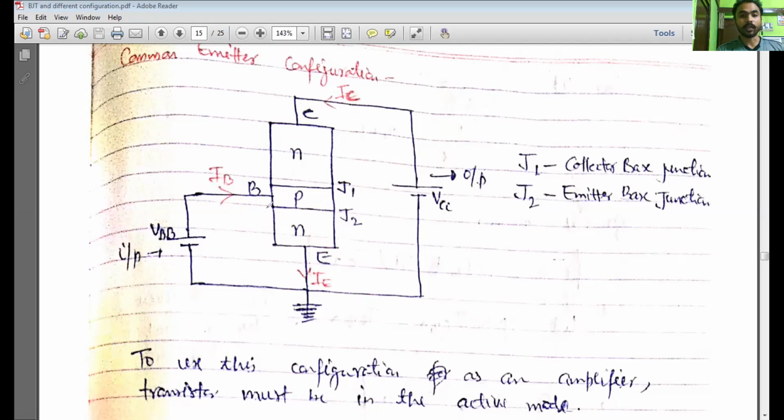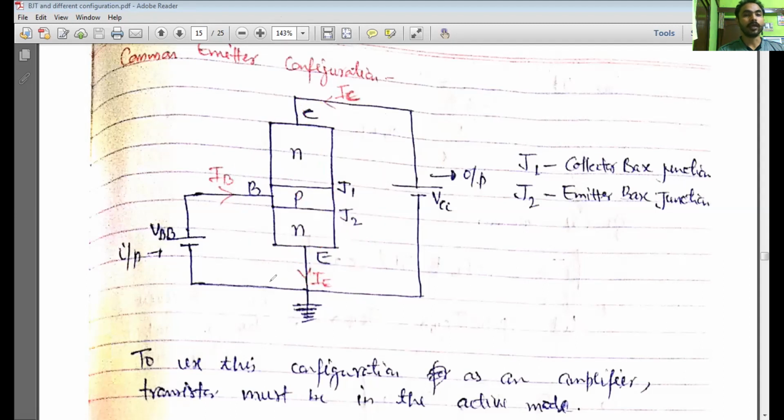Now you have one PN junction diode, which will be J2, and another PN junction diode, which will be junction J1. One will be the base-emitter junction diode, and another will be the collector-base junction.